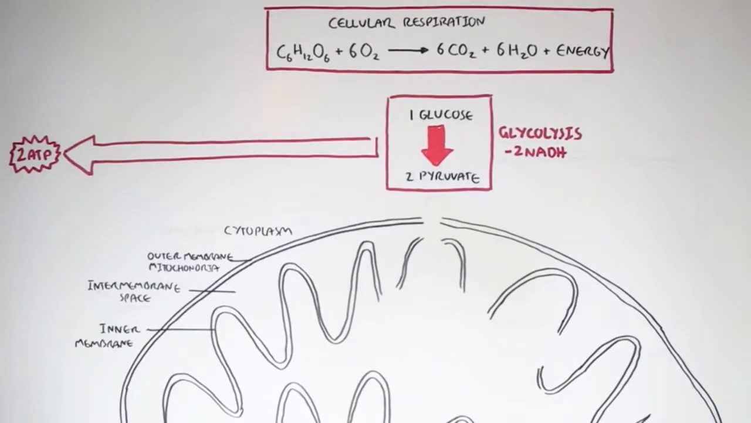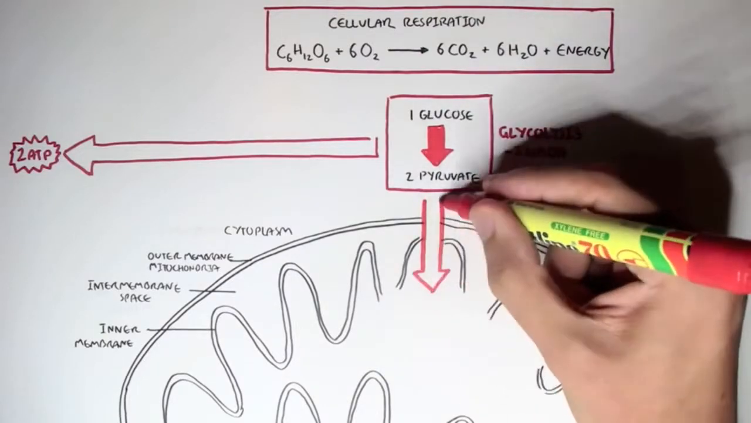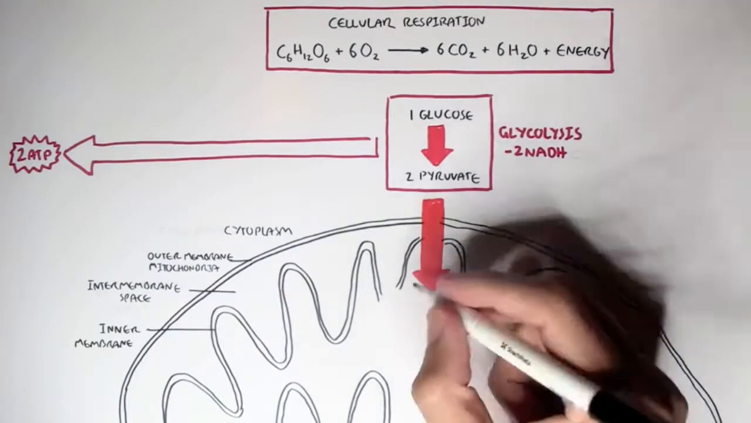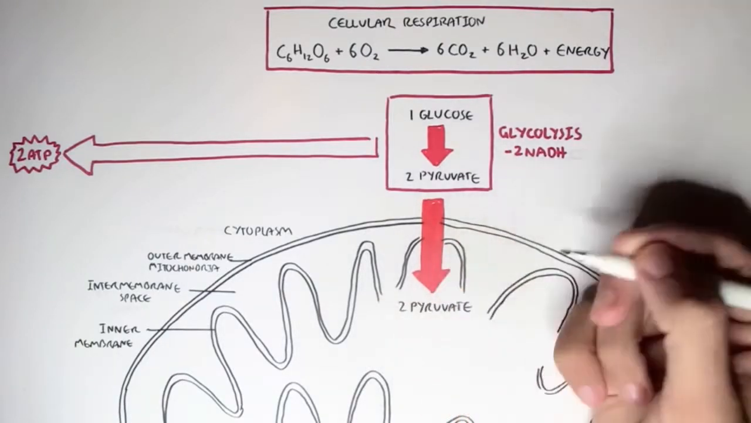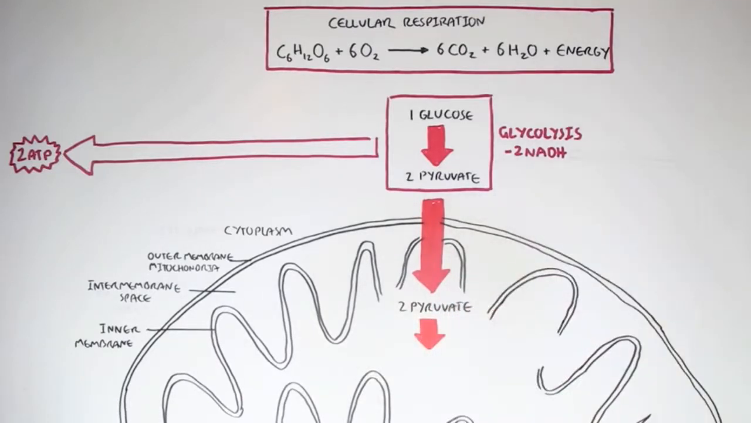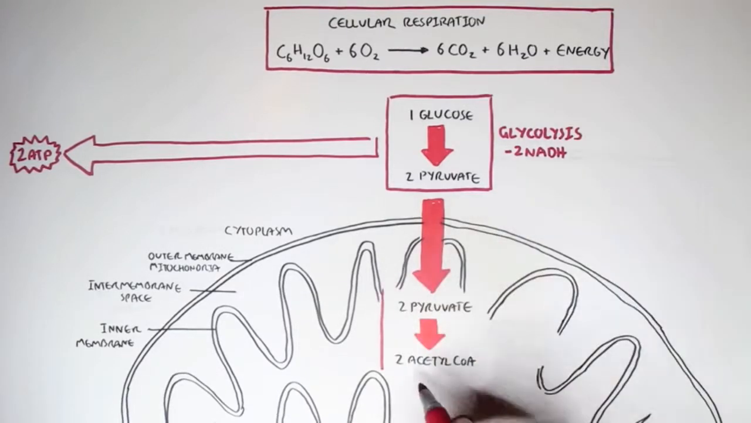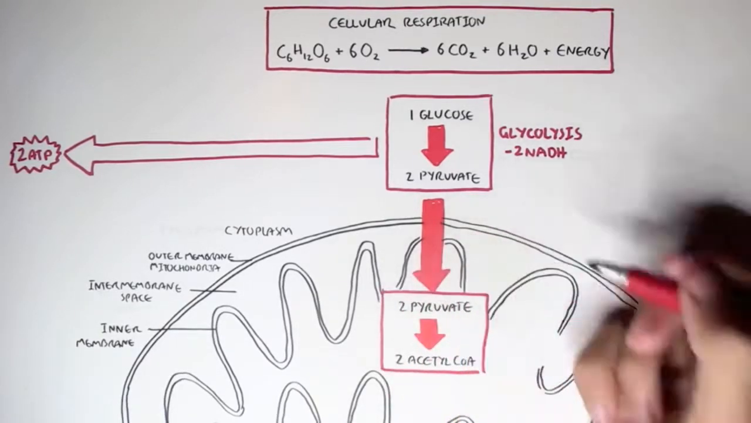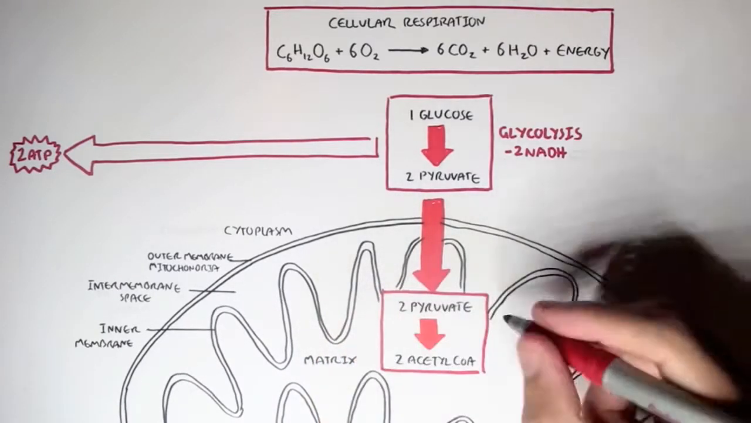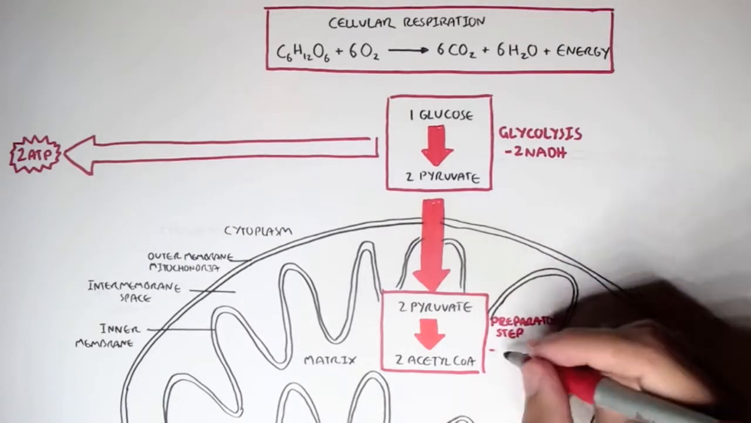Next, what happens is that the two pyruvate molecules produced through glycolysis will enter the mitochondria. And inside the mitochondrial matrix, the two pyruvate molecules will convert to 2 acyl-CoAs. And this step is known as the preparatory step. And again, this preparatory step also makes an important substance, which is, again, 2 nicotinamide adenine dinucleotide, or 2 NADHs.